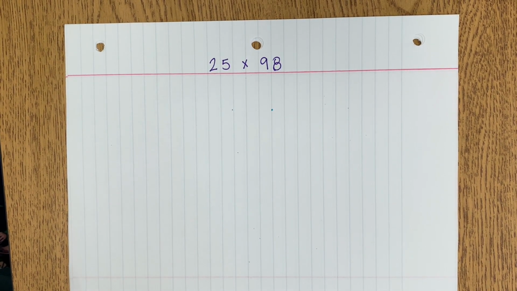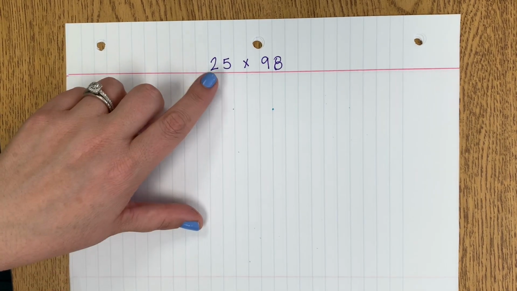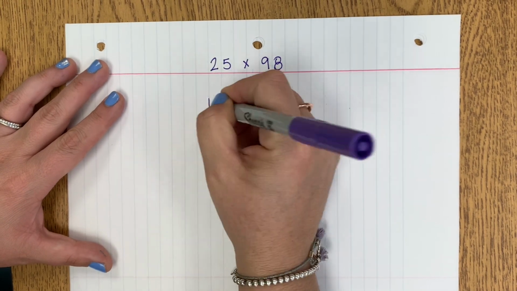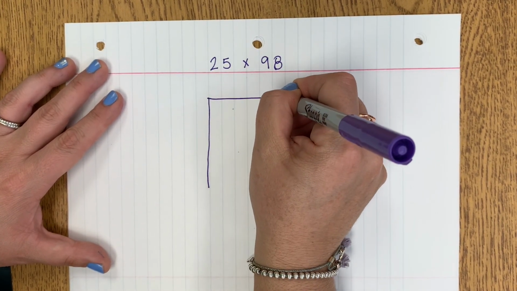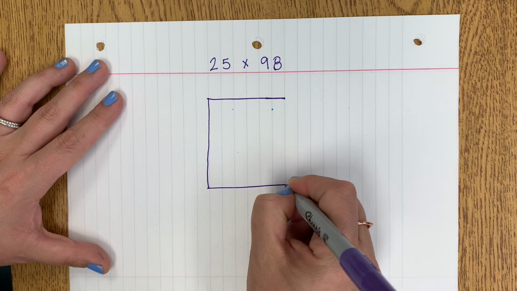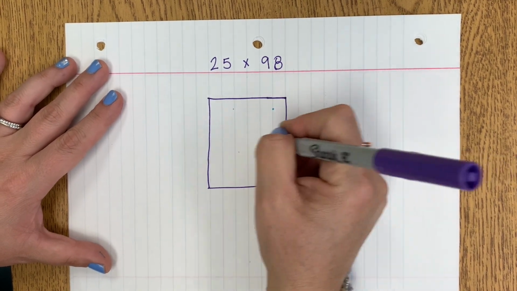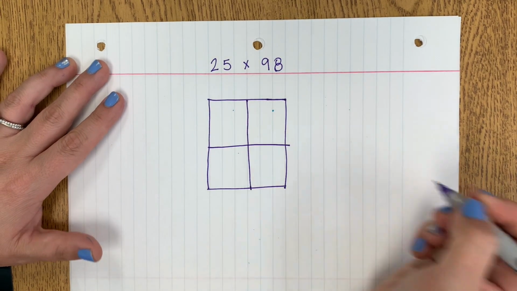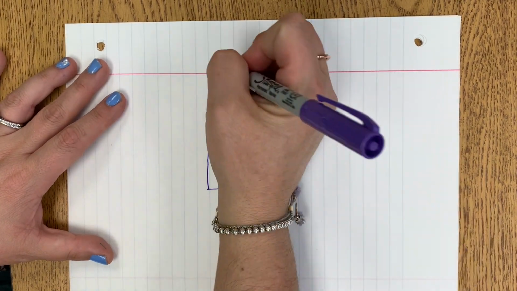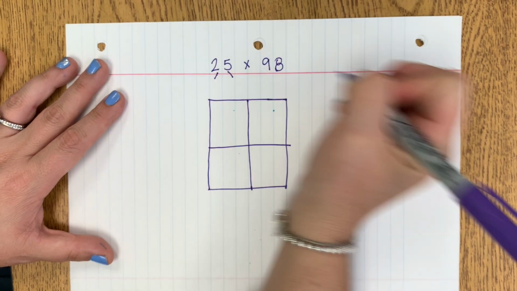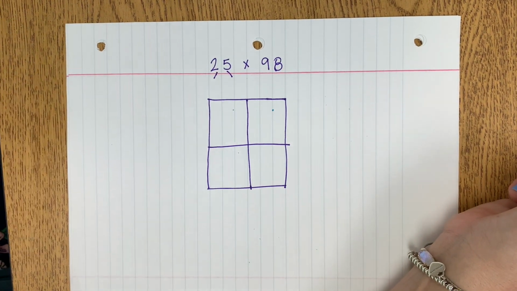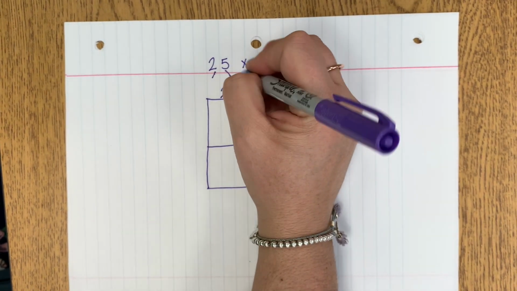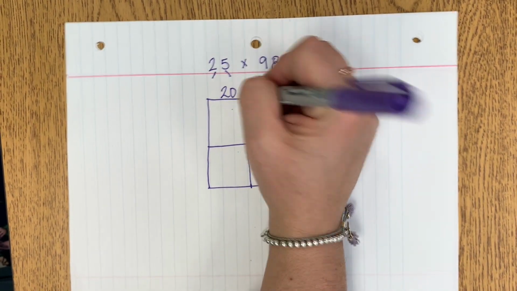All right, hopefully you have completed this problem using an area model. So let's check. Because we have a 2-digit by 2-digit multiplication number sentence, we need a 2 by 2 area model. 2 columns for the first factor, and 2 rows for the second factor. All right, so we're gonna use expanded form to find the values of the digits in my first factor. Since 2 is in the tens place, it has a value of 20. And since 5 is in the ones place, it has a value of 5.